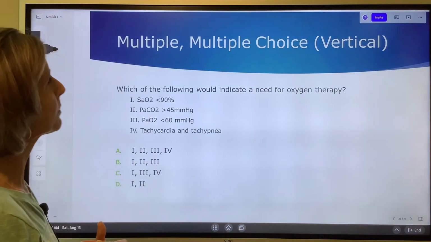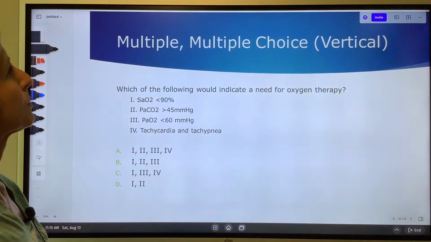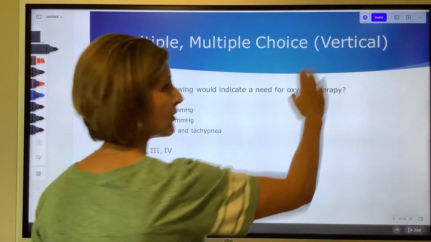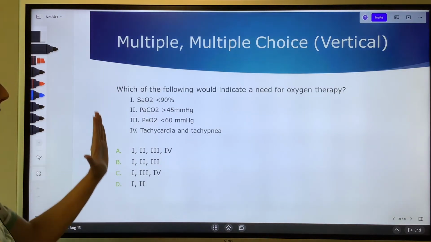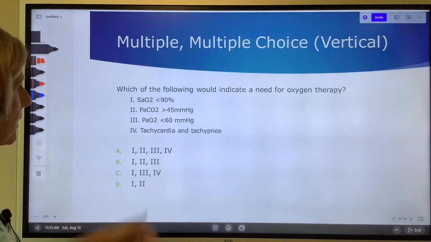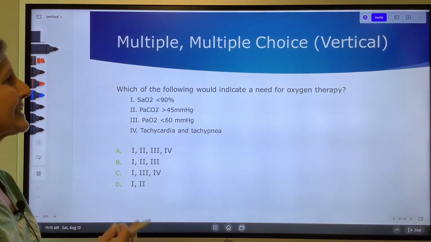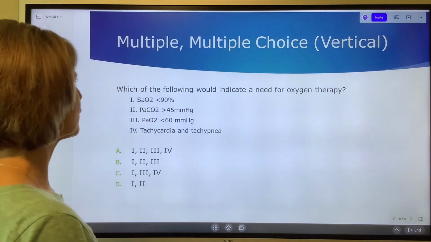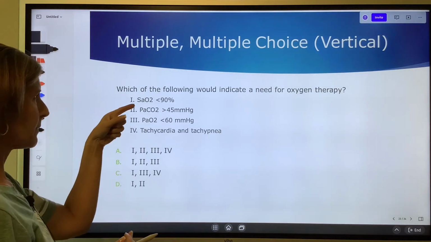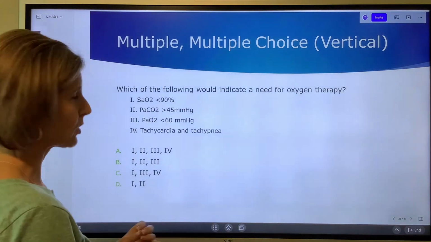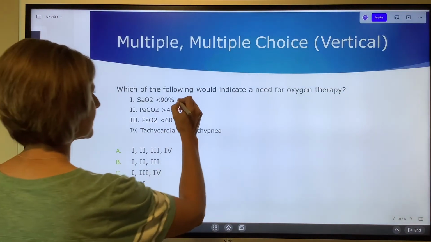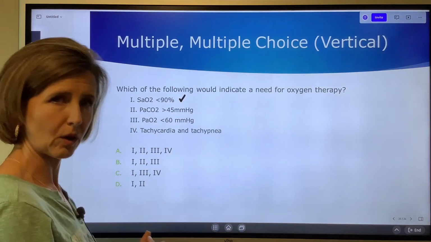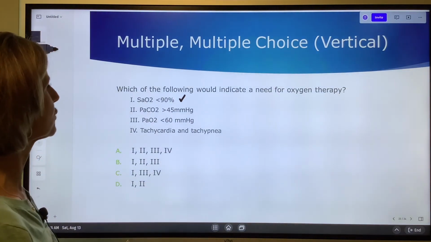So here's how you would approach a multiple choice question if it's laid out vertically for you. And what I mean by vertically is you're looking at everything from an up and down standpoint. All right, which of the following would indicate a need for oxygen therapy? Well, if somebody's saturations, the hemoglobin is less than 90% saturated with oxygen, this would be a reason to put them on oxygen. This would be a need for oxygen therapy.